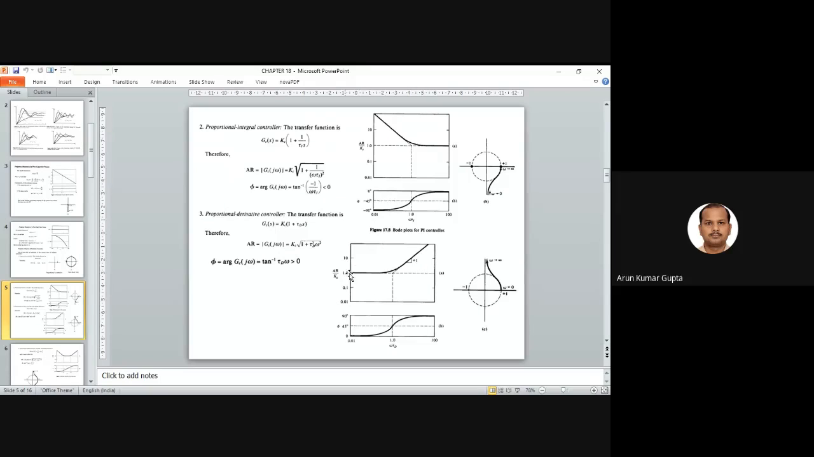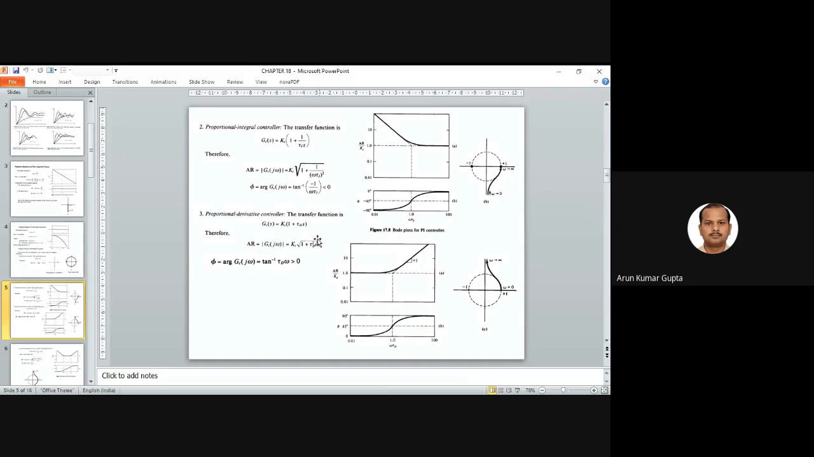Just like this, you can see the Bode plot of this PD controller. You can see AR upon Kc is the square root of 1 plus tau omega squared. So when omega tau tends to 0, it will be 1, and the log of it is 0. When omega tau is infinite and increasing, since this is a log plot, it will go to infinite. It will be log of this.